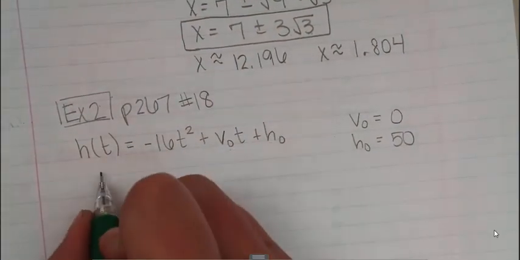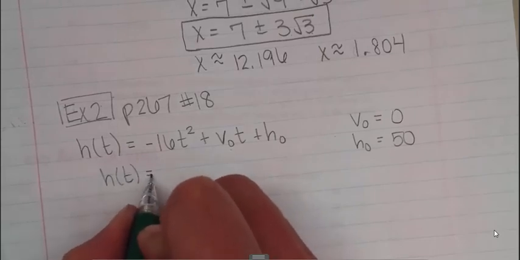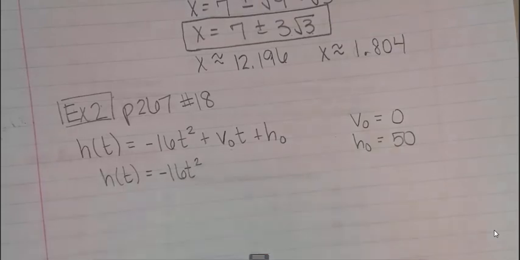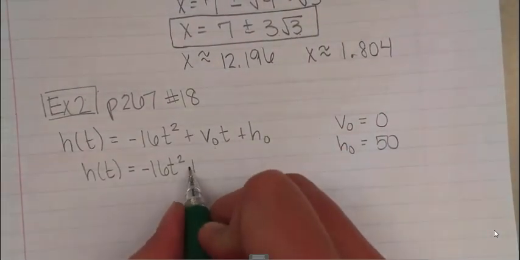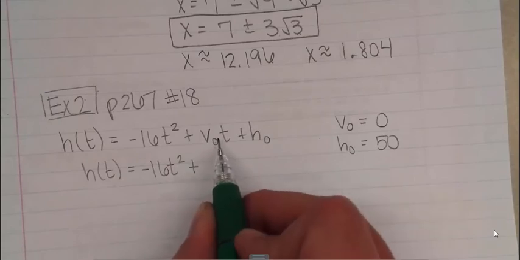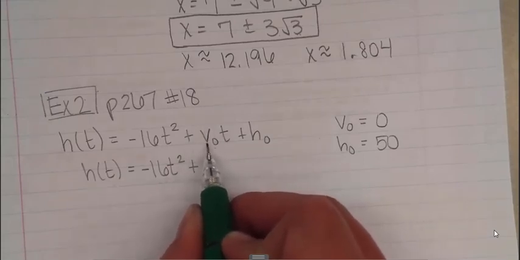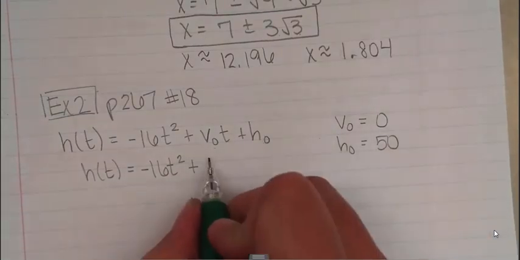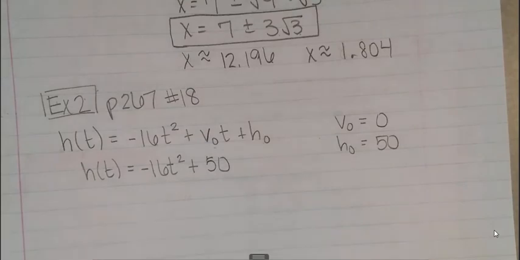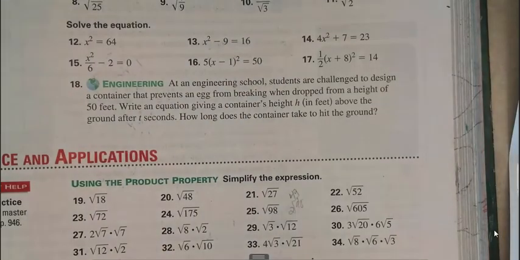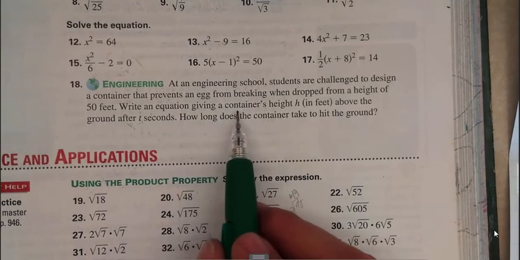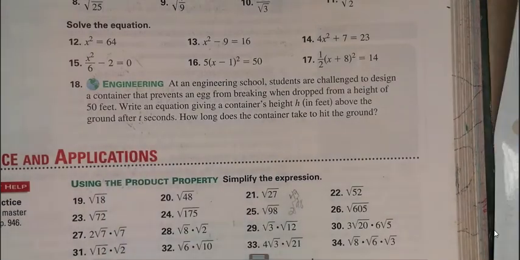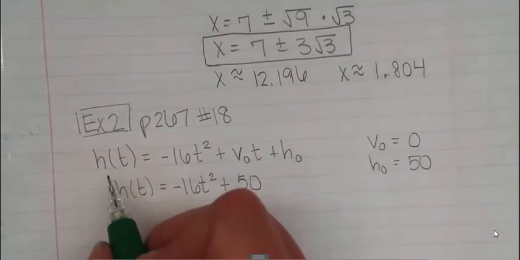All right, so let's do this again. h of t then becomes, well, leave that negative 16t squared. That has to do with the acceleration of gravity. Plus, there was no initial velocity. So if I plug a 0 in for v naught, that's going to get rid of this entire term. And then h naught is 50. Okay, so let's go back to the question. Write an equation giving a container's height in feet above the ground after t seconds. Well, I think we just did that. So that's part 1.